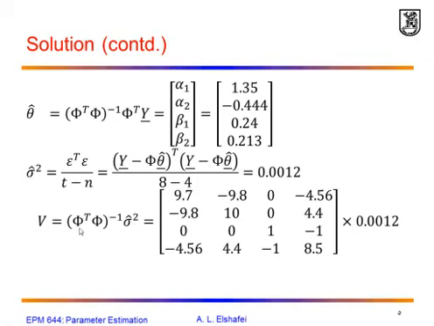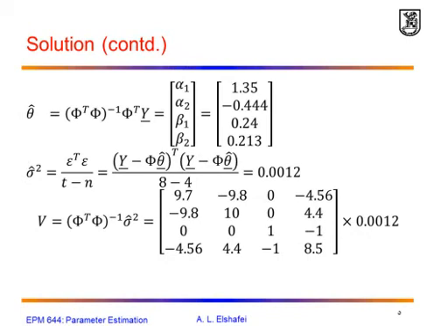So knowing phi and knowing sigma hat, we can calculate the covariance matrix. And as we mentioned before, the diagonal elements here will give us the variances of the different estimates. So the variance of alpha 1, for example, is 9.7 times 0.0012. If I'd like to calculate the standard deviation, I would take the square root of that value.